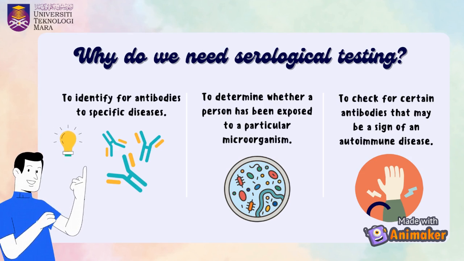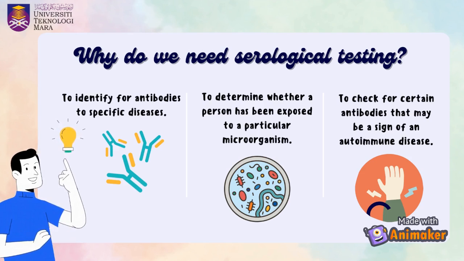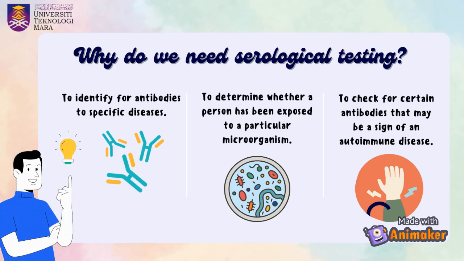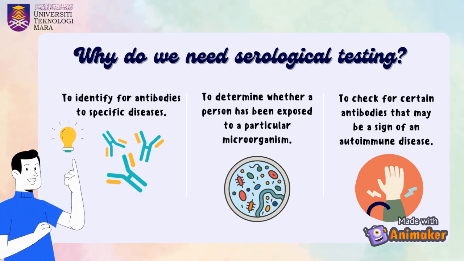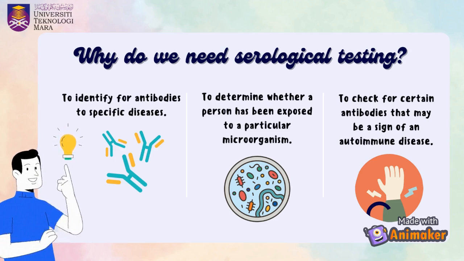Next, it can detect autoantibodies, which are dangerous antibodies that assault body components and are linked to autoimmune illnesses like rheumatoid arthritis. Autoimmune diseases cause the immune system to attack our own cells, tissues, and/or organs by mistake.